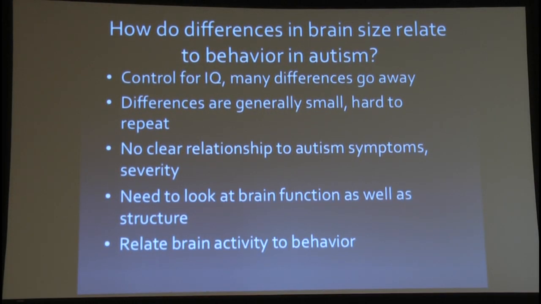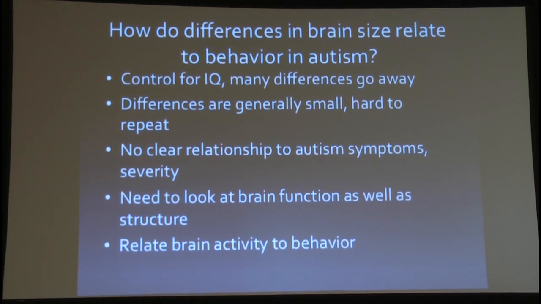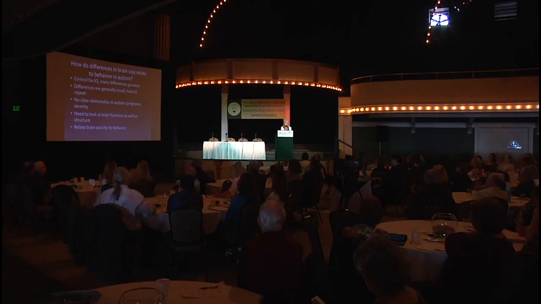So how do these differences in brain size and things like that relate to behavior? Well, a lot of it is actually related to IQ, and if you control for IQ, many of these differences go away. The differences tend to be small, and there aren't really clear relationships to autism symptoms. And these differences are so small that, as I said, you can't just look at a brain and say, well, this is a brain with autism.